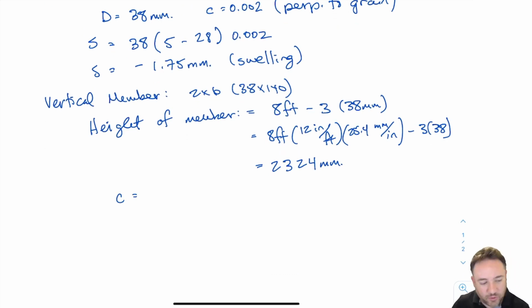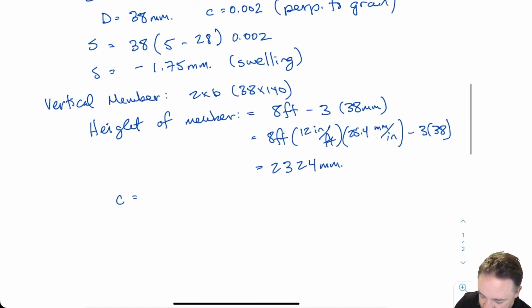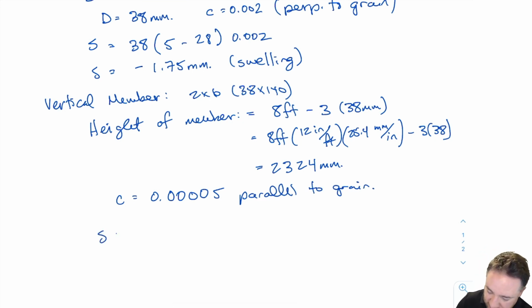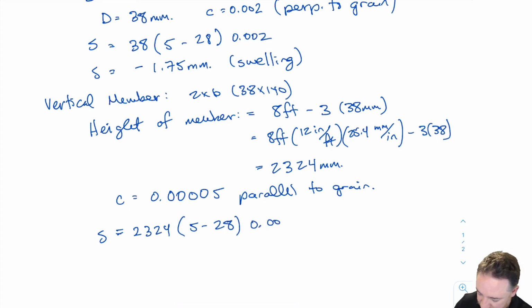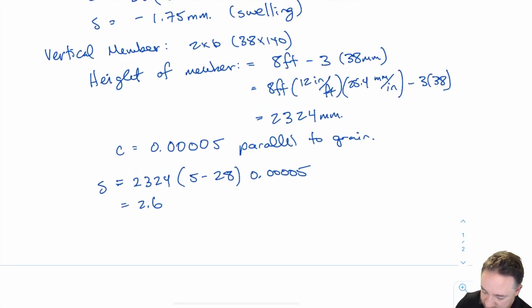as long as I use the right coefficient. Now the coefficient that I'm going to use in this case, since it's longitudinal shrinkage, is for the member that is shrinking along its own length. So it's in the grain direction, the parallel to grain direction. I'm going to use 0.00005 because that's the parallel to grain shrinkage coefficient. And if I do that calculation, I'm going to have 2324, which is my D, times 5 minus 28 again, times 0.00005. And what I get is 2.67, I can put a negative on there, millimeters, which is swelling.